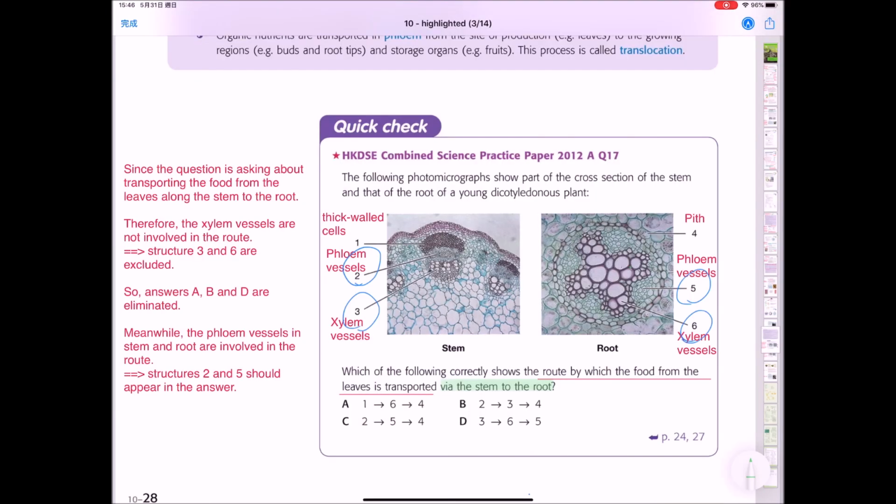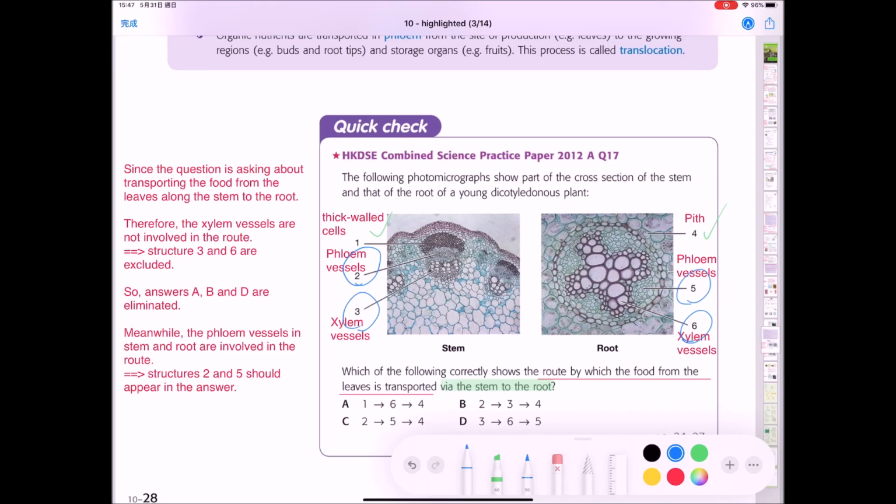Okay, so let's go back to our MC questions. So apart from the 2, 3, 5, 6 xylem vessel and phloem vessels, now we also know the thick wall cell. And then for the other part, that's the pith. So this question is talking about which of the following correctly shows the route by which the food from the leaves is transported through the stem to the root. So that's why from leaf, stem to the root.